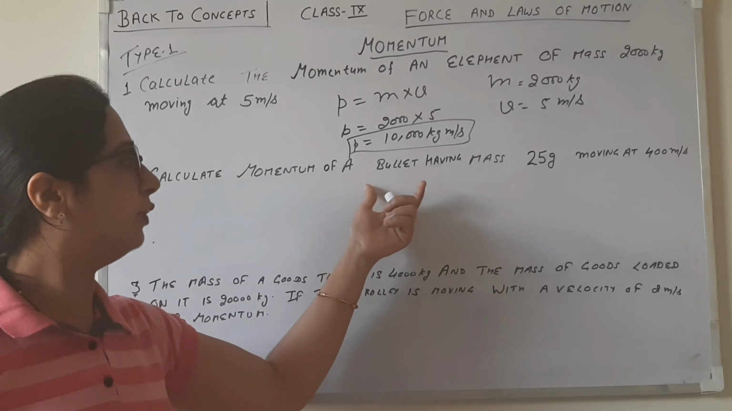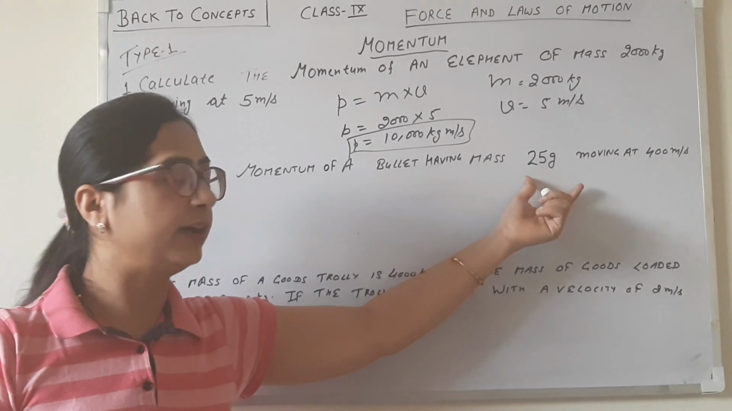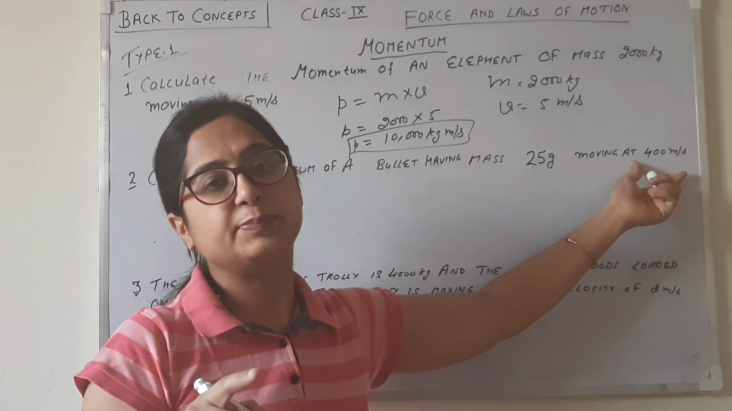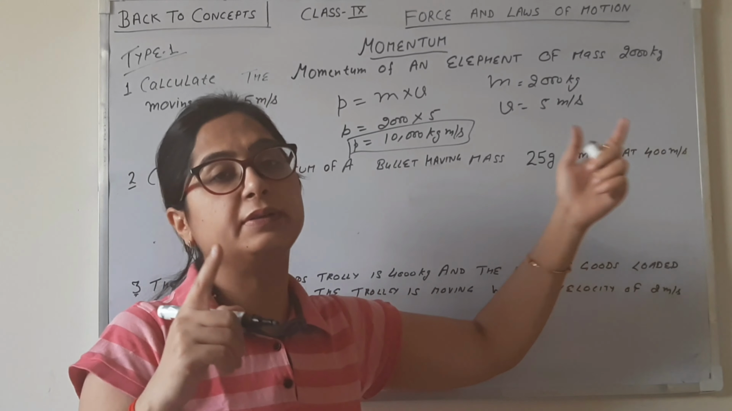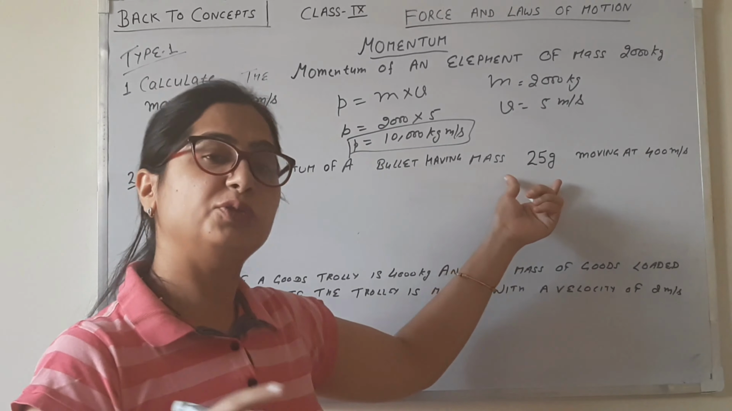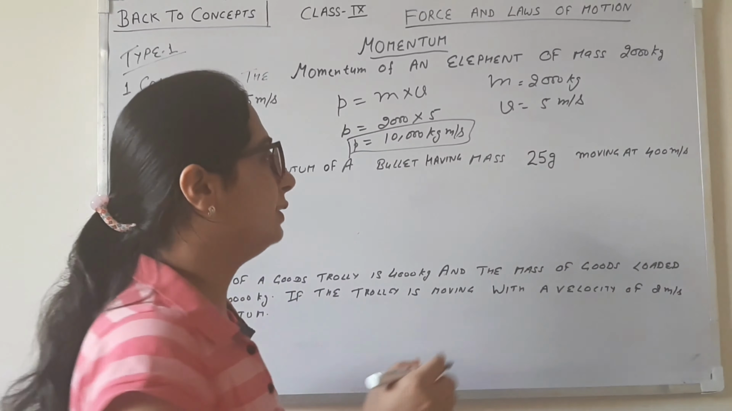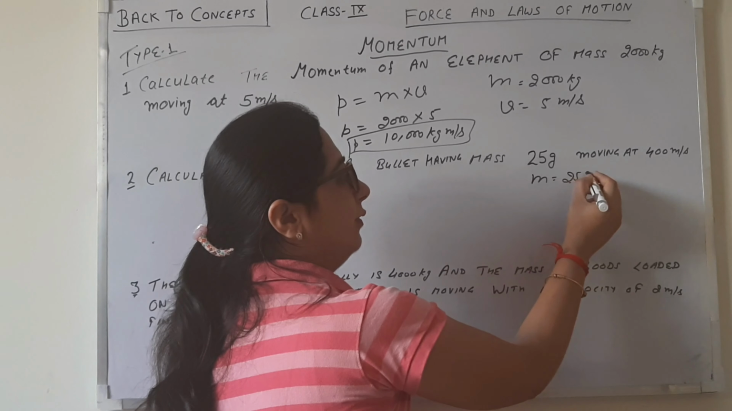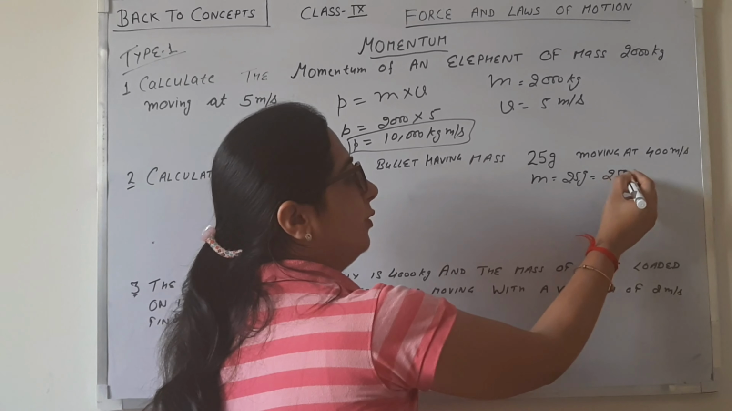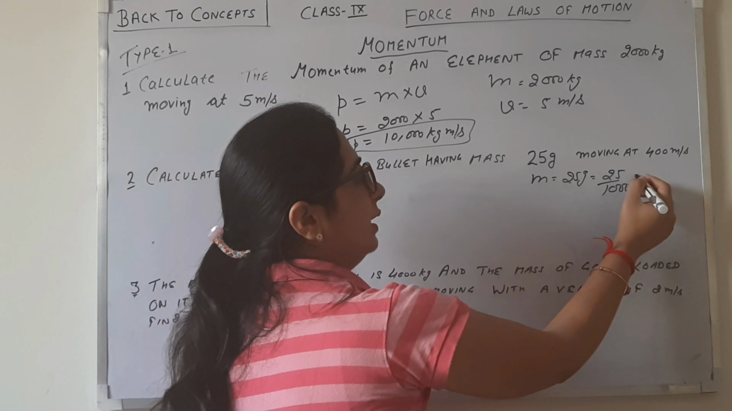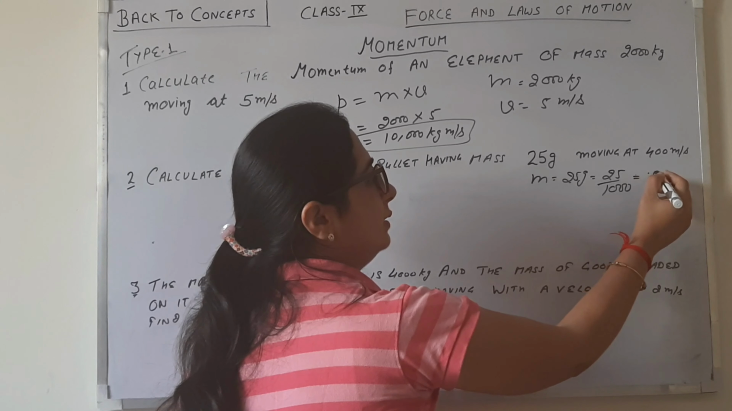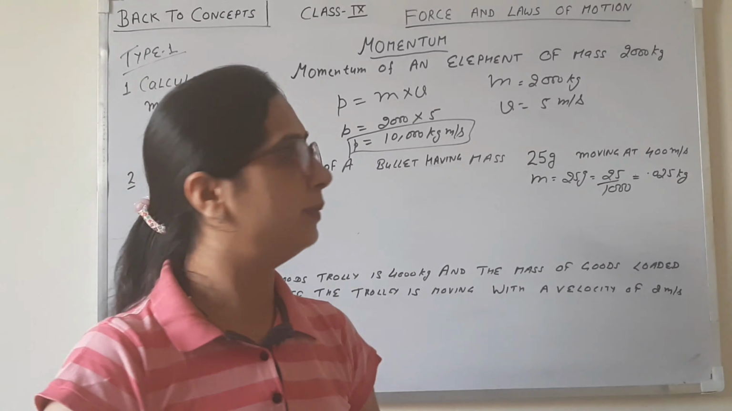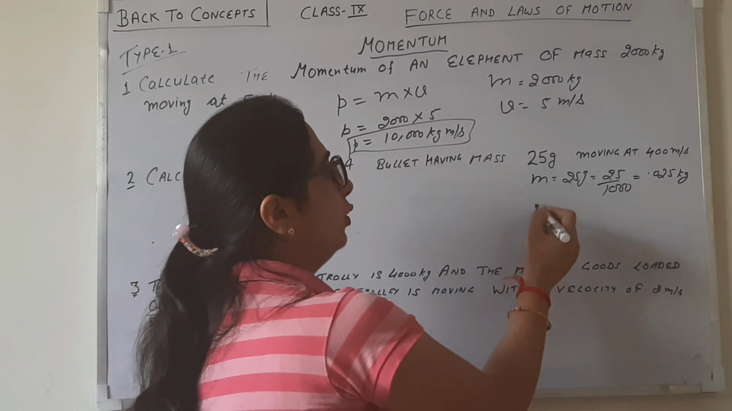Calculate the momentum of a bullet having mass 25 gram, moving at a speed of 400 meter per second. Here the mass is in gram, and mass should be in kilogram. So let's convert: mass 25 gram, and we know that 25 upon 1000 will become 0.025 kg.